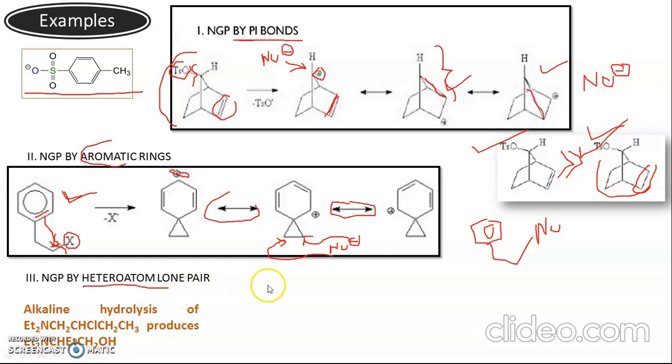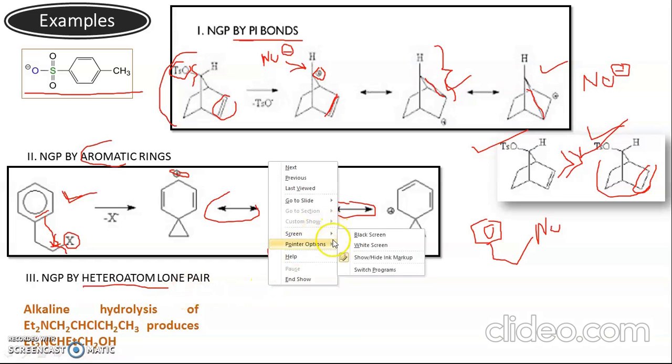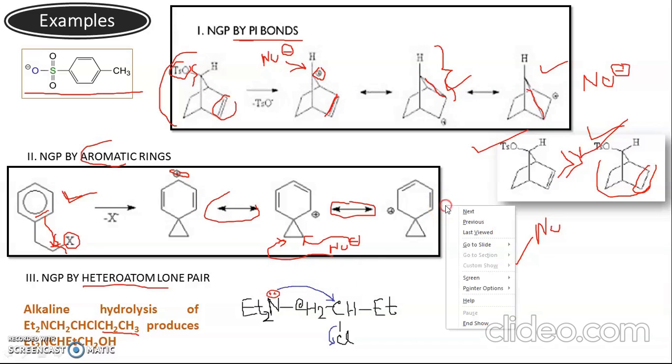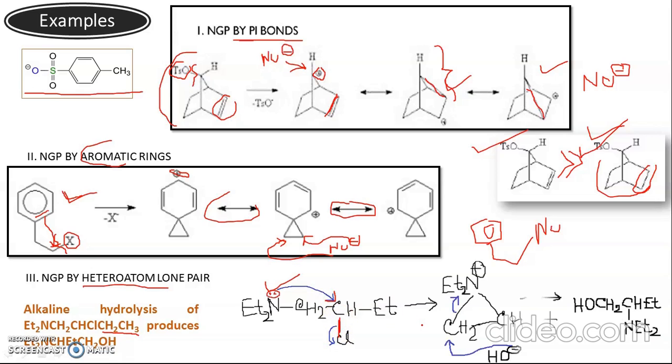So here what is written? Alkaline hydrolysis of Et2N-CH2-CHCl-Et produces Et2N-CHEt-CH2OH. So what is the structure? This is our actual structure, the starting material that is given: Et2N, then CH2, then CHCl, and then another Et group. Now here the lone pair of electrons over nitrogen attacks this carbon and this C-Cl bond is broken. So next we will get a cyclic type of structure like that.